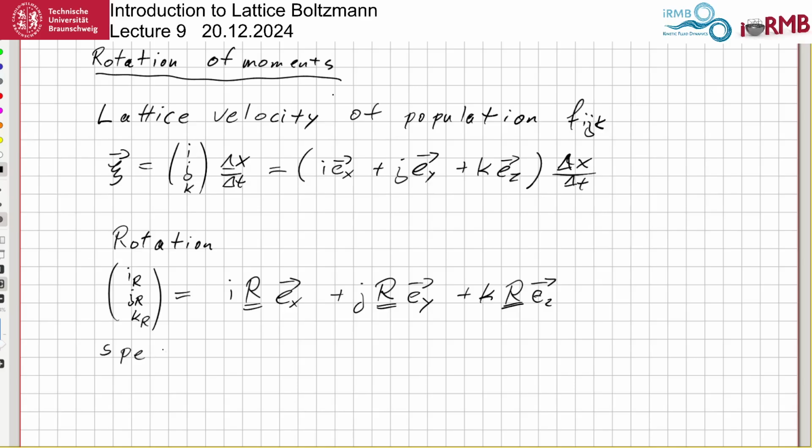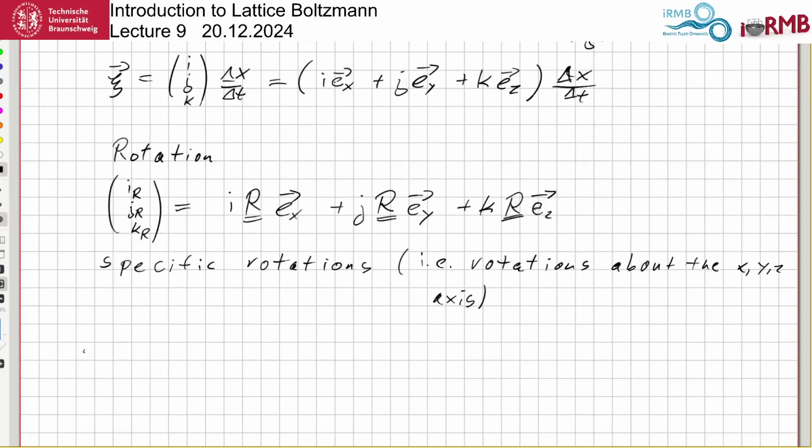There are some special or specific rotations that you can look up in, I guess, Wikipedia. So the rotations about the different axes, meaning x, y, and z axis. I hope you are familiar with them. There will be a matrix for rotation about the x-axis. This is 1, 0, 0, 0, cosine alpha, minus sine alpha, 0, sine alpha, cosine alpha. We'll call our angle alpha.